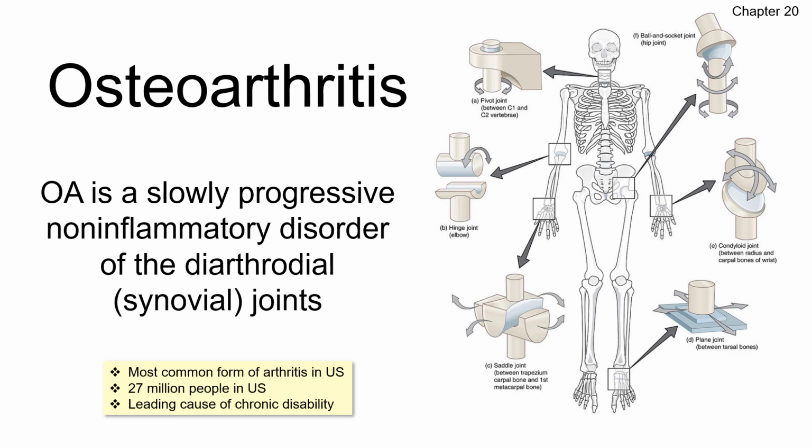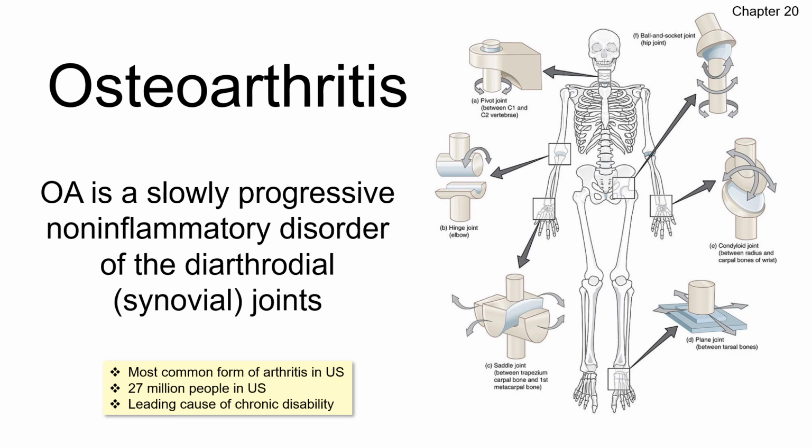So what is it? So this is a slowly progressive condition. So progressive means it's going to worsen over time. It's slow, so you're not going to wake up one day and you have osteoarthritis. It's going to go slow over time. And it's considered a non-inflammatory disorder, so we're not going to have all of those hallmark signs and symptoms of inflammation. And this affects our diarthrodial or synovial joints.